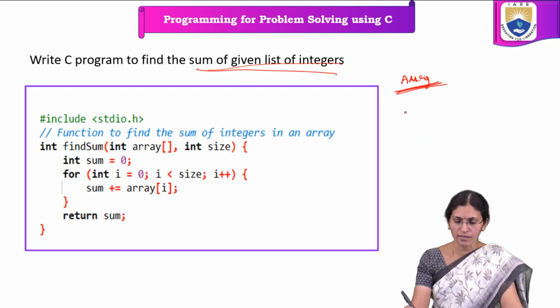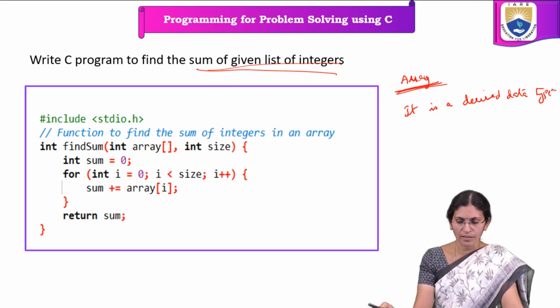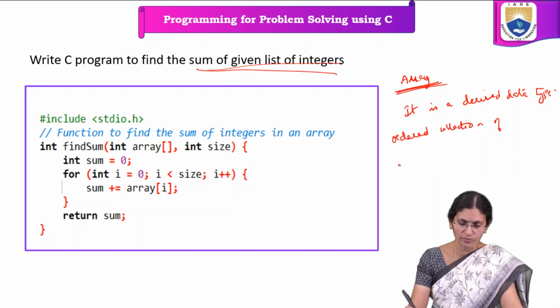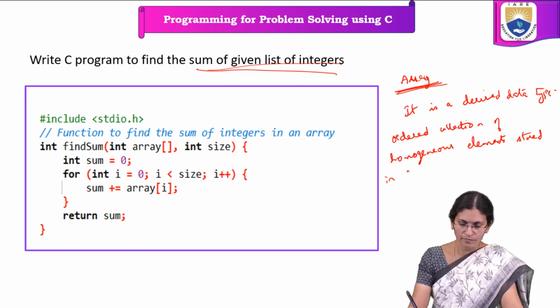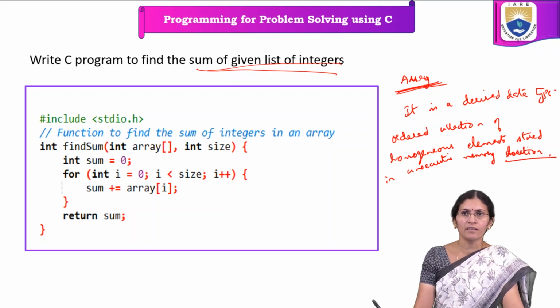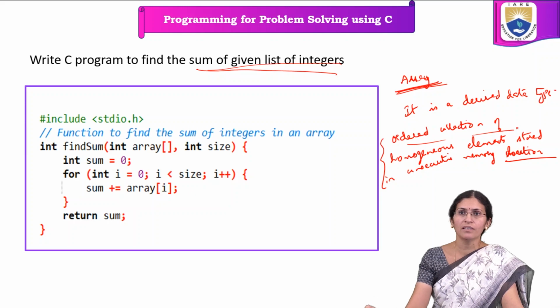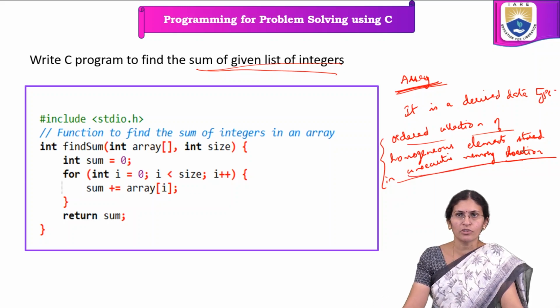First, an array is nothing but a derived data type. Regarding the definition of an array, we can say that an array is an ordered collection of homogeneous elements stored in consecutive memory locations. So this is the definition of the array. An array is an ordered collection of homogeneous elements which are stored in consecutive memory locations, or we can say that the elements are stored in contiguous memory locations.